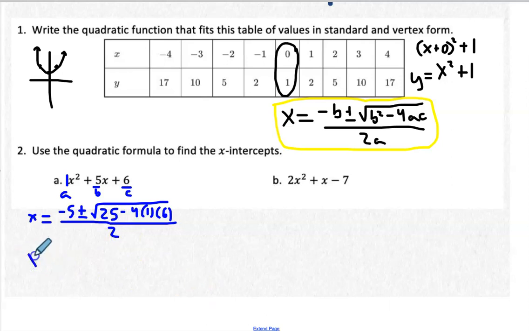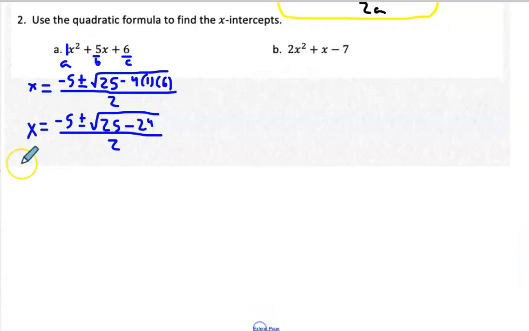And from there, we just have to keep simplifying. Okay, so opposite of 5, negative 5 here, plus or minus. We're going to simplify under that square root first here. So I'm going to do 25 minus, and then I'm going to figure out what this piece is. So 4 times 1 is 4. 4 times 6 is 24. All over 2. So a lot of this is just going to come down to each step as we simplify. So negative 5 plus or minus. Well, 25 minus 24 is 1, so we have the square root of 1, all over 2.